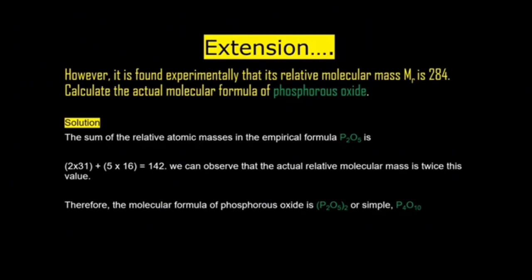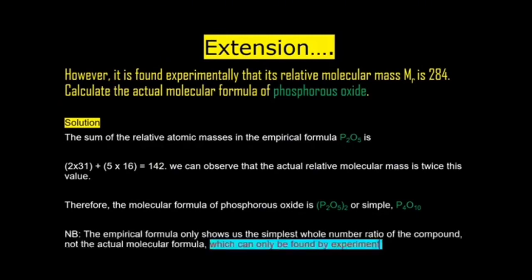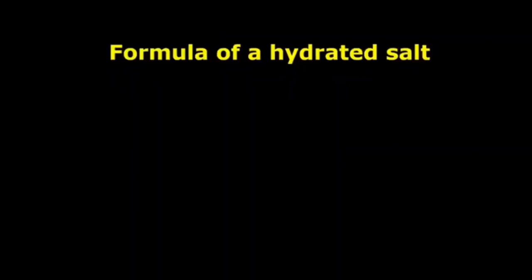The actual molecular formula of phosphorus oxide will be P4O10. You may take note that in this case, the phosphorus oxide formula we found, P2O5, is just the empirical formula. And we can only find the actual molecular formula using experiments. We cannot deduce the actual molecular formula without having an experiment done. The empirical formula only shows us the simplest whole number ratio of the compound, but not the actual molecular formula, which can only be found by experiment.